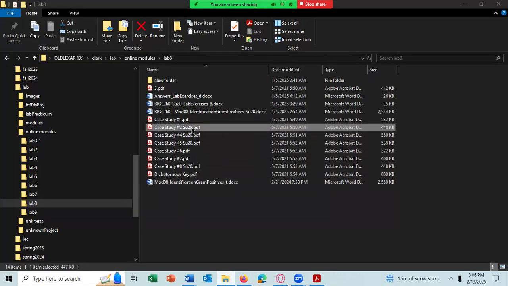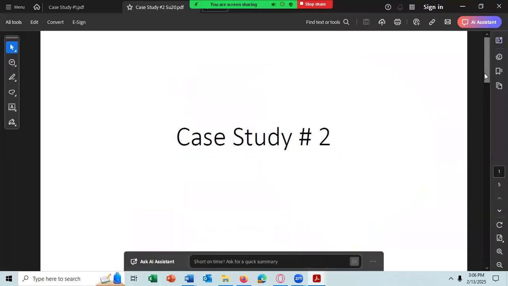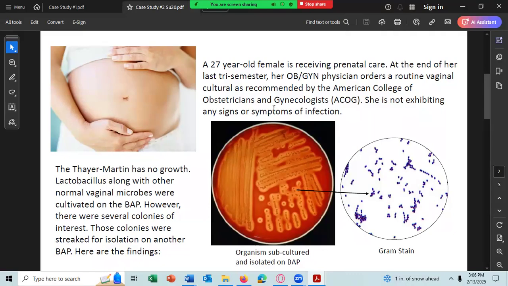I'm not going to go through all of them, but I will go through case study 2. Let's close that down. In case study 2, we have a 27-year-old female receiving prenatal care. At the end of her last trimester, she came into the doctor. The doctor ordered a routine vaginal culture. She's not exhibiting any signs or symptoms of infection. And when they took the bacteria and streaked it on the blood agar, you can notice the hemolytic pattern on the blood agar.